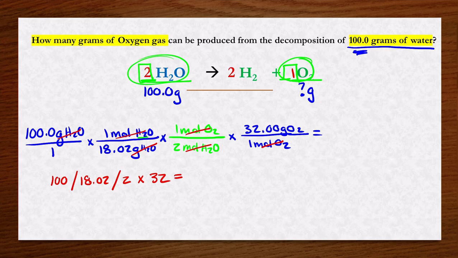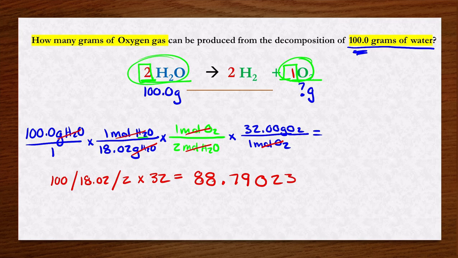So let's go ahead and plug this in really quick. So I've got 100. Sorry, my calculator is not cooperating. Here we go. 100 divided by 18.02 divided by 2 multiplied by 32. And I get my calculator answer of 88.79023, and then some more digits, but that's plenty.